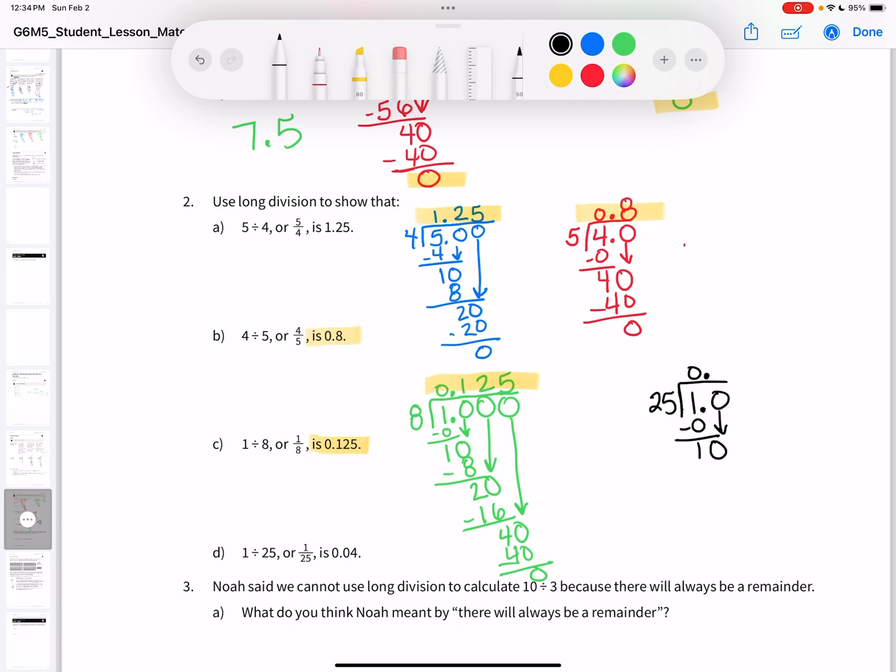Bring down the 0. 25 goes into 10 0 times. We haven't gotten big enough yet. 0 times 25 is 0. 10 minus 0 is 10. So we bring down the 0 again. 25 goes into 100 4 times. 4 times 25 is 100. 100 minus 100 is 0. We have no numbers out to the side left over, and we've ended in 0. So we are good to stop. So 1 divided by 25, or 1/25, is 4/100. And you can see, yes, that is correct. It's 4/100.